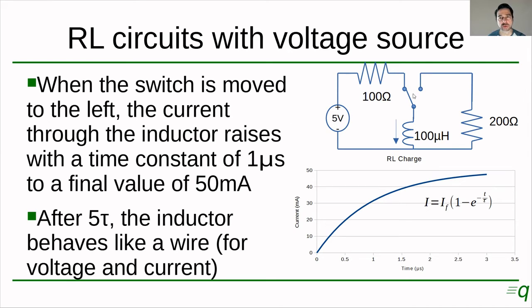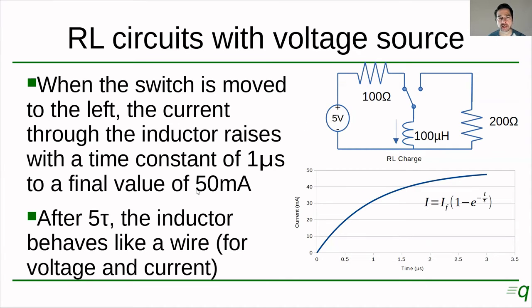So when the switch is moved to the left, there's going to be some current flowing here, okay? And the current through the inductor will rise with a time constant of 1 microsecond to a final value of 50 milliamps, okay? So first of all, where's the 1 microsecond coming from? 1 microsecond is 100 microhenries divided by 100 ohms. If you make that calculation, you will end up with 1 microsecond. So that is your time constant.